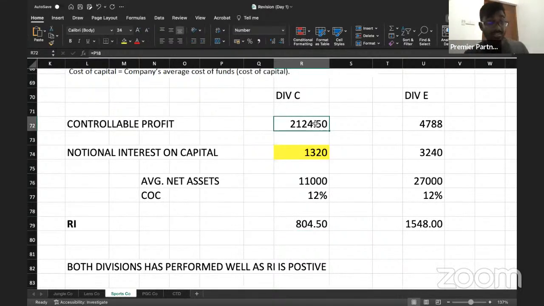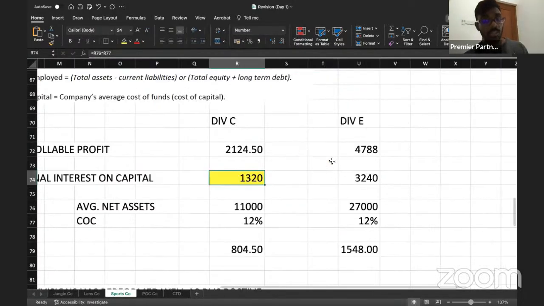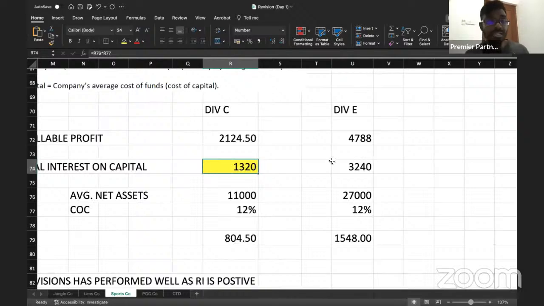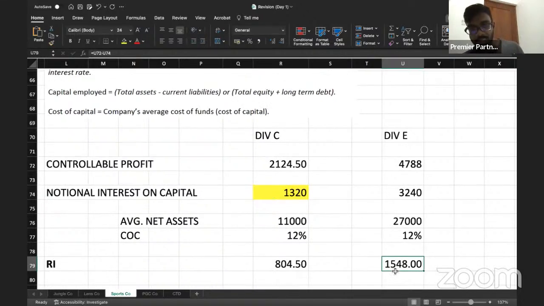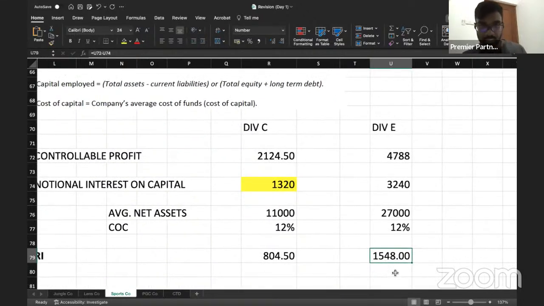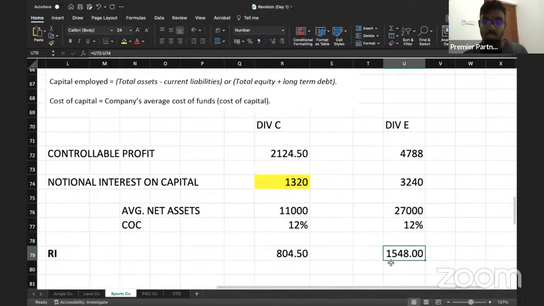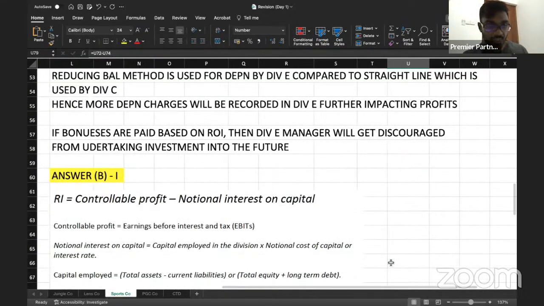A major advantage of RI is, unlike ROI, here your manager is not becoming dysfunctional. Your manager doesn't become selfish. Your manager tends to undertake whatever the project as long as your RI is positive. But ROI, not the case, right? So those are the advantages, disadvantages.